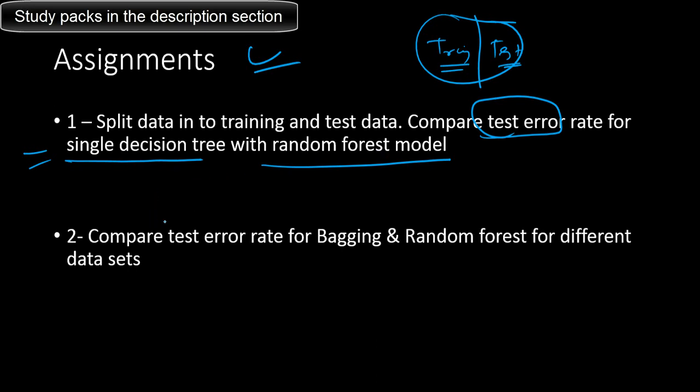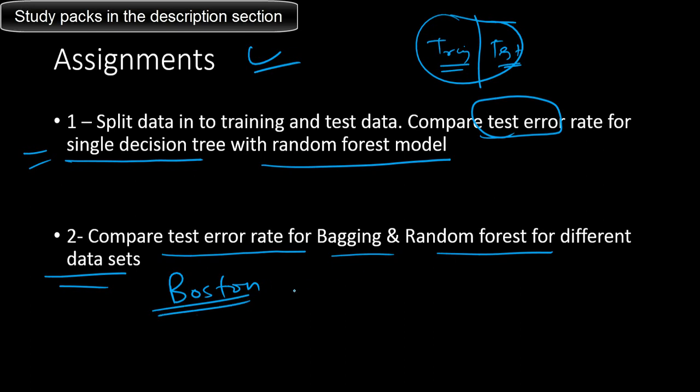Okay, the second assignment is to compare the test error rate for bagging and random forest on different data sets. So I've taken Boston, right? So you just take many of the data sets. We have got a data set called Carseats and you can take a data set for classification. You can take any other data sets, like the flower data, right? Alright, so these are the two assignments.